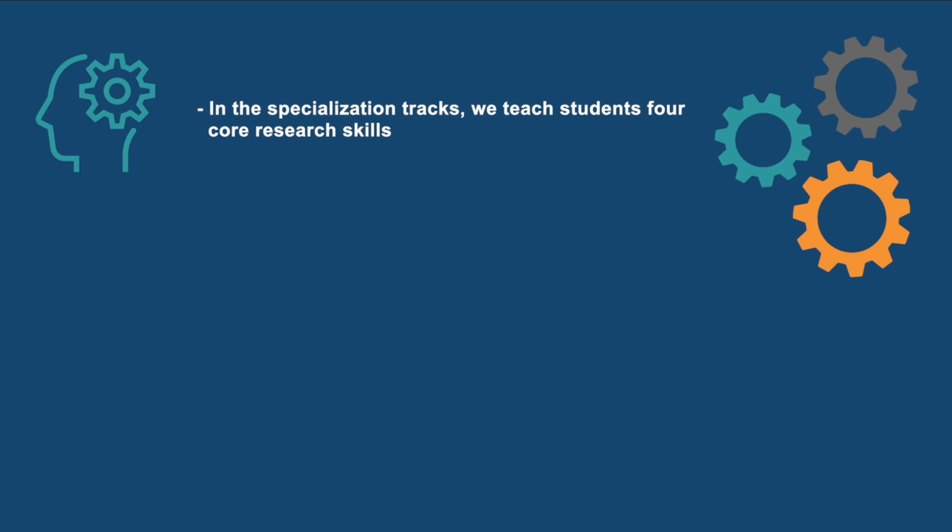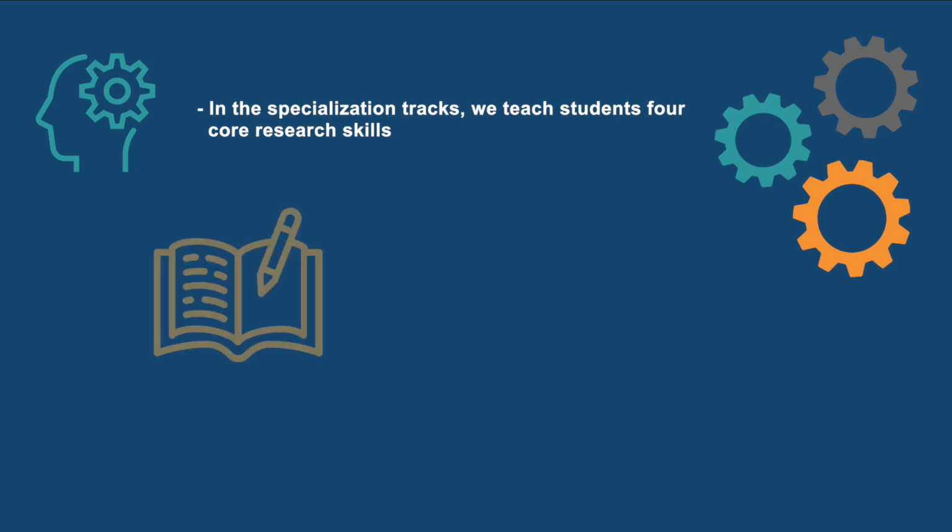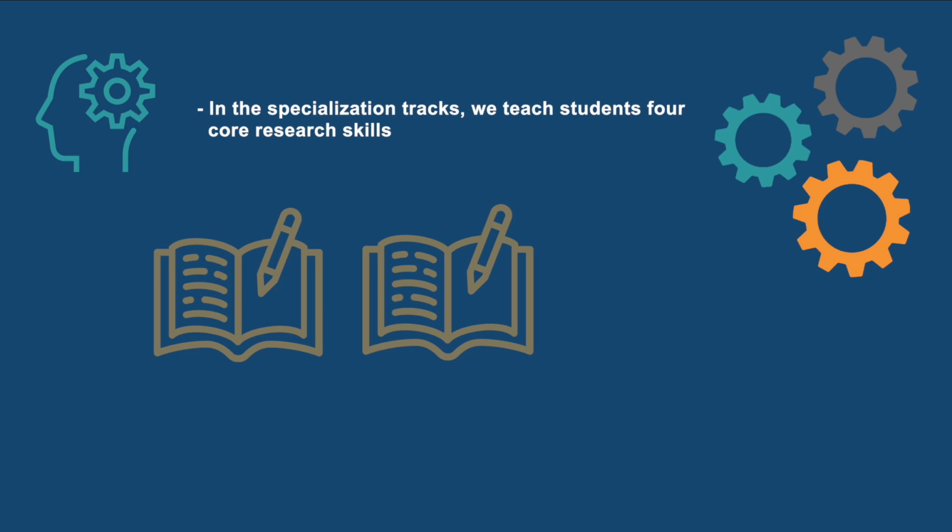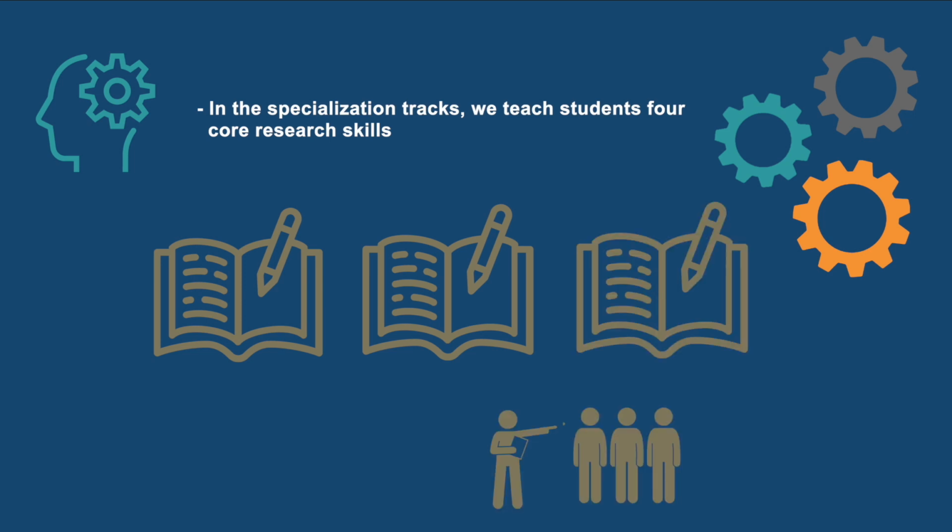In the specialization tracks, we teach students 4 core research skills. The research skills are taught and assessed per track, using theories and methods specific to each specialization. To acquire and demonstrate a research skill, students submit at least 3 assignments for each specialization course.